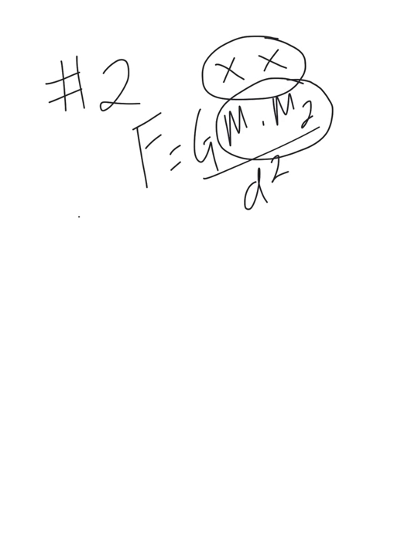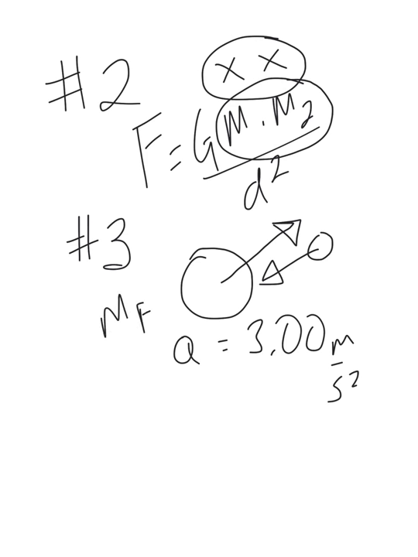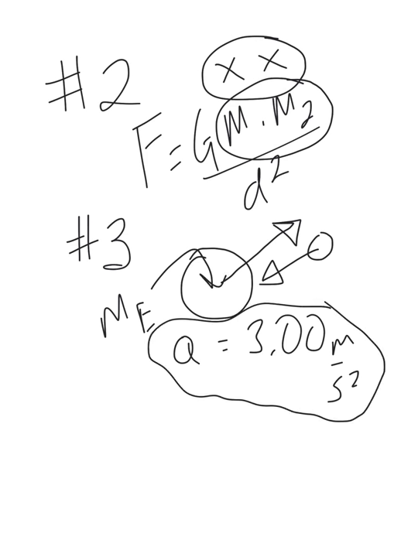On number 3, here's the Earth. You want to figure out how far you've got to be so that when you drop something, you get an acceleration of 3 meters per second squared. So, you know the mass of this rock that we're on, and you know your acceleration. Find your radius.